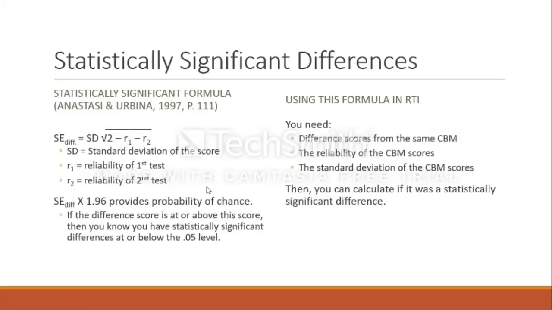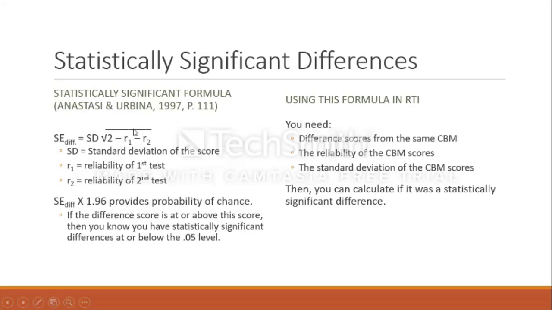So this is what the formula looks like from Anastasi and Urbina. It looks complicated, but it's not. So let's go through the different things that you'll need. You'll need a difference score, so you'll need the pre-test and post-test score to calculate a difference score. You'll need the reliability of the particular method of assessment that you've used. And oftentimes this is for R1 and R2.